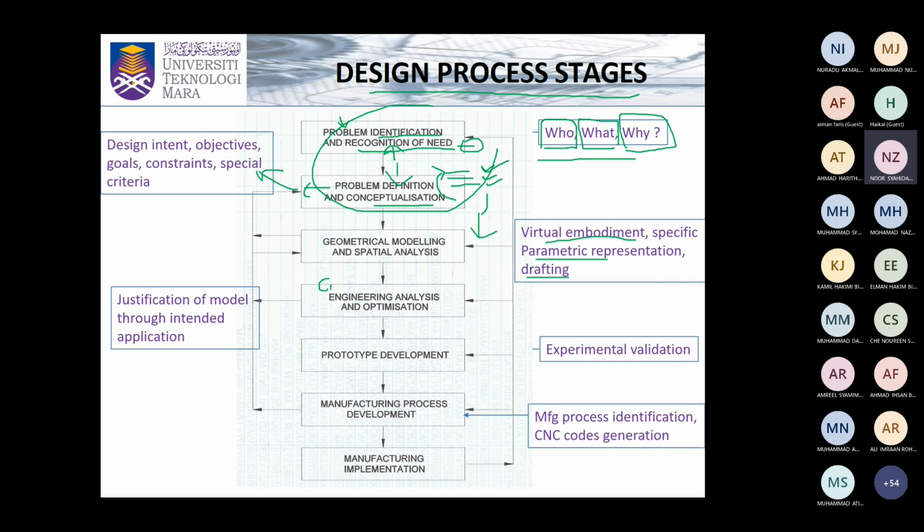This is where CAE comes in. So why do we analyze the model? Because we want to justify that the model we're doing is correct, and we want to ensure that the model we are building is not going to face any potential problems when you manufacture it. So for all these reasons, we diagnose problems in the model. And if there are any problems, we optimize and correct it. Only then we go into developing the prototype.